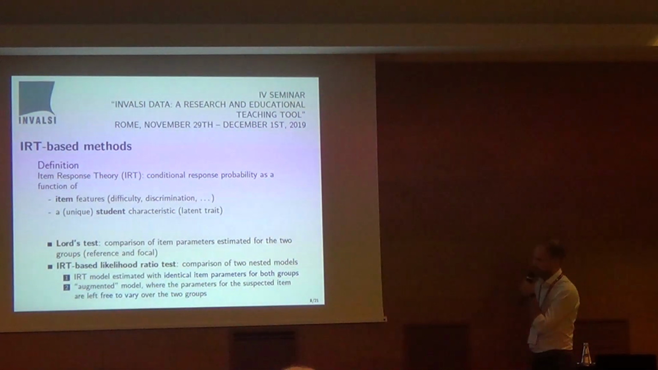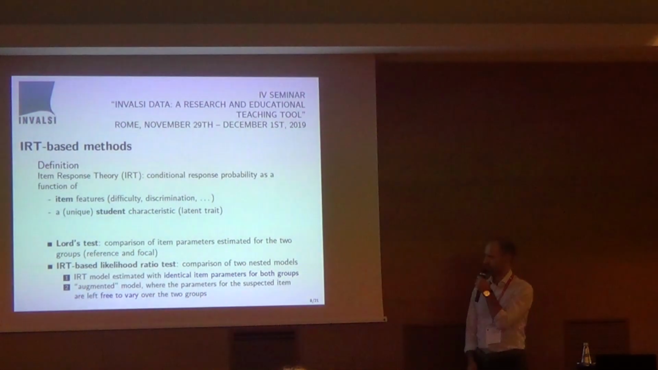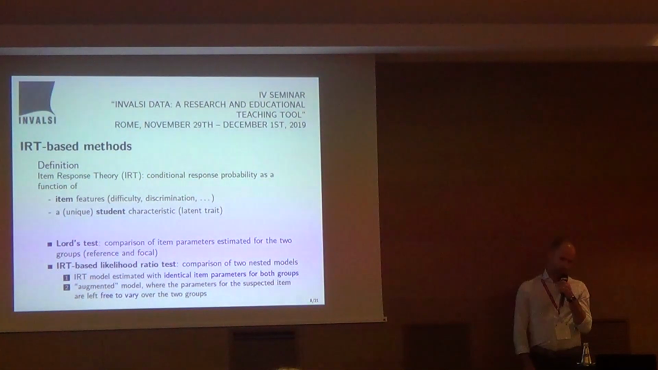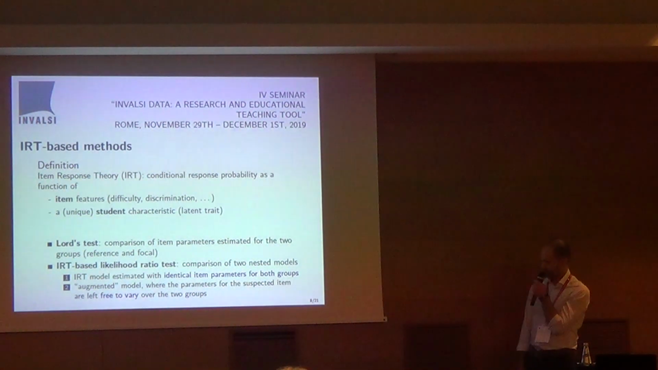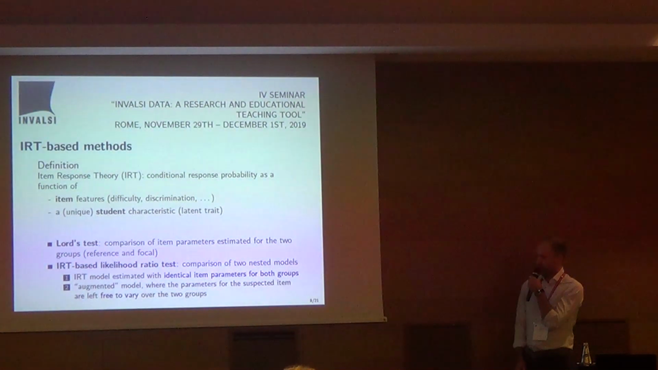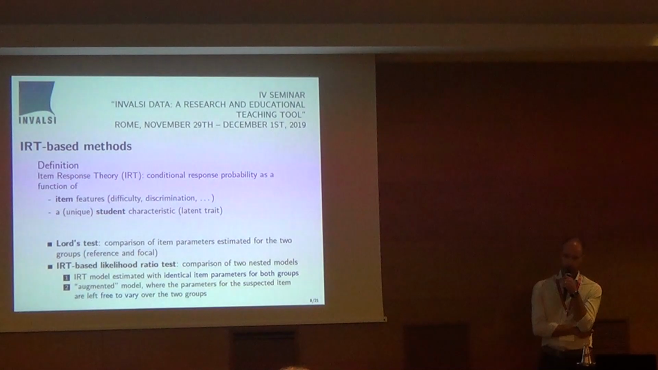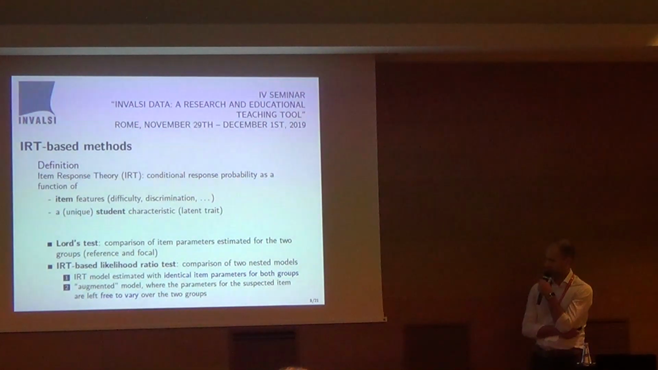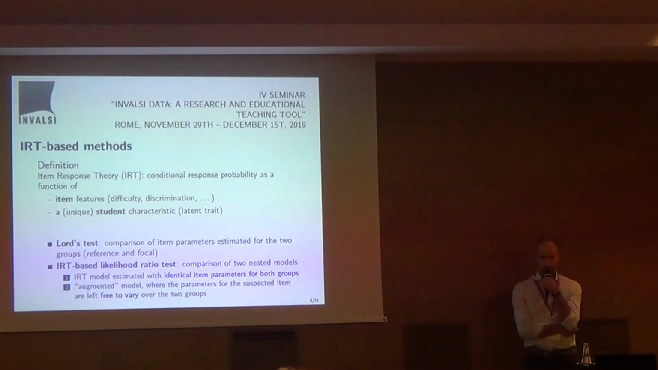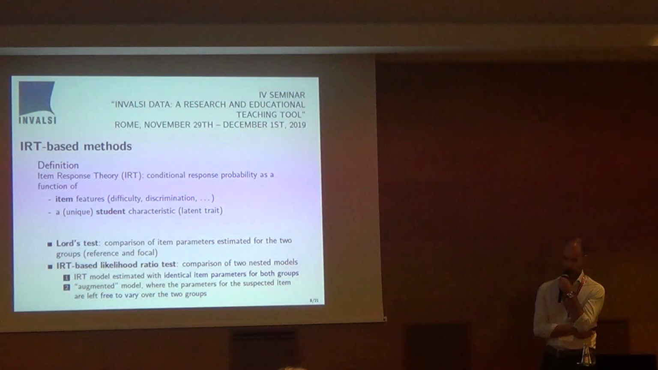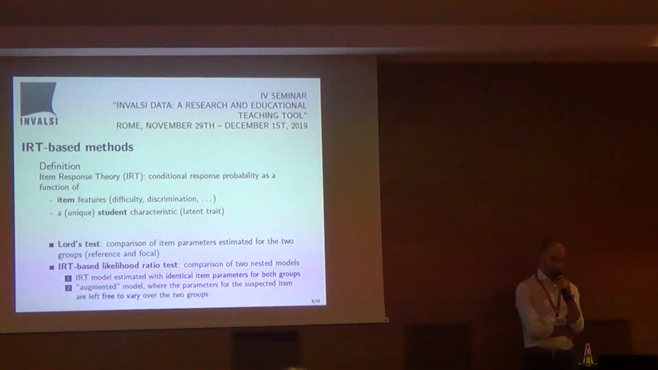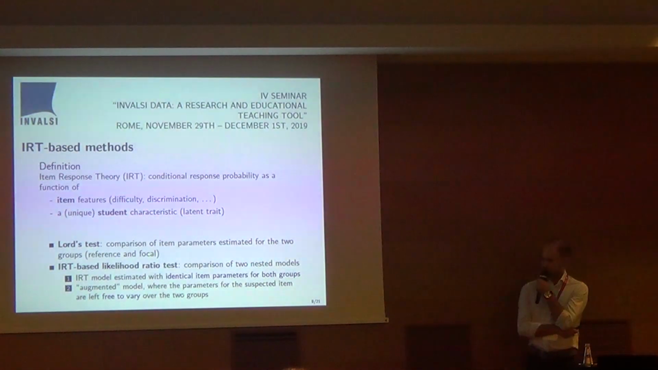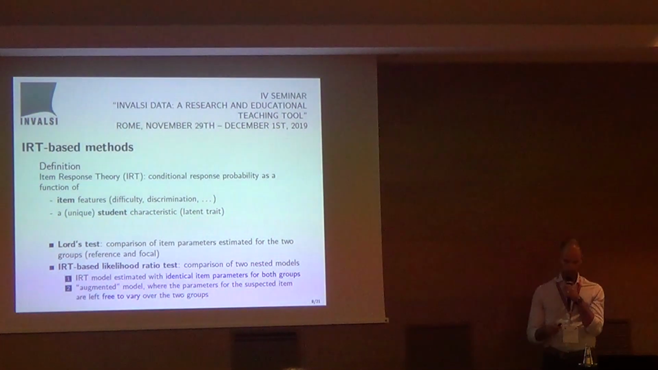Okay, these are the two methods we have considered in this work. Lord's test basically compares the differences between item parameters, while the IRT-based likelihood ratio test compares two nested models. The first one is a model in which the item parameters are identical for both groups. And then another model, which is called the augmented model, where the parameters for the suspected item are left free to vary over the two groups.